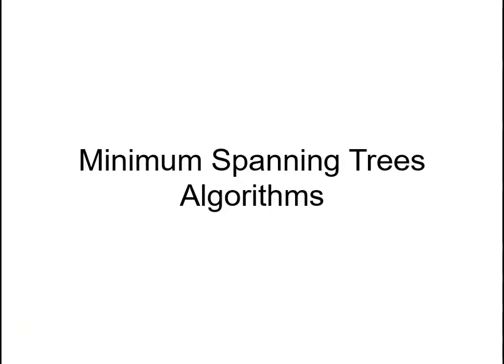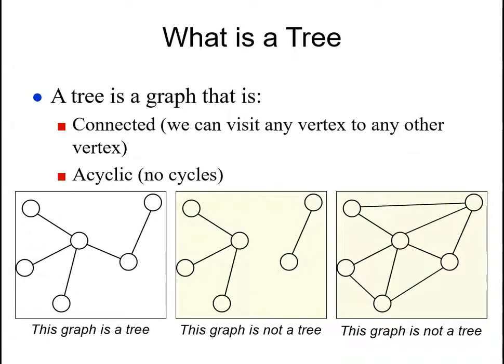Okay, today we are going to talk about algorithms that help us to find minimum spanning trees. But first, we need to discuss what a tree is. A tree is a specific type of graph. It's a graph that is connected and doesn't have any cycles. By connected, we mean we can go from any vertex to any other vertex.